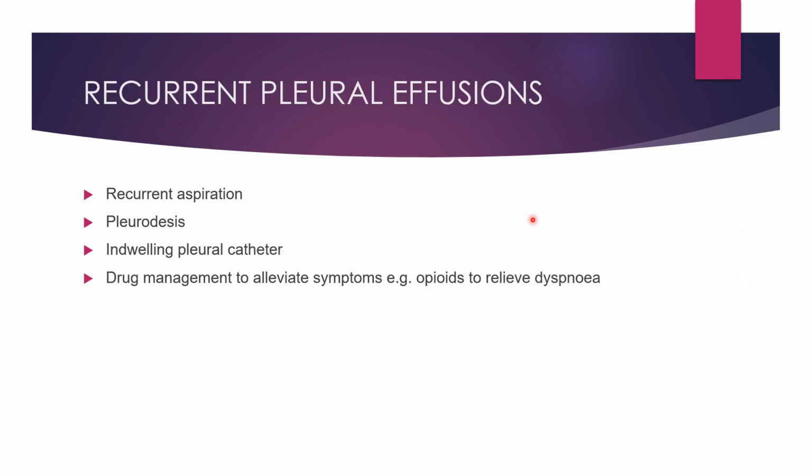If there are recurrent pleural effusions, you can do recurrent aspiration, there's something called pleurodesis, and involving a pleural catheter, and some drugs to manage the symptoms such as opioids to decrease the dyspnea. This can be done.